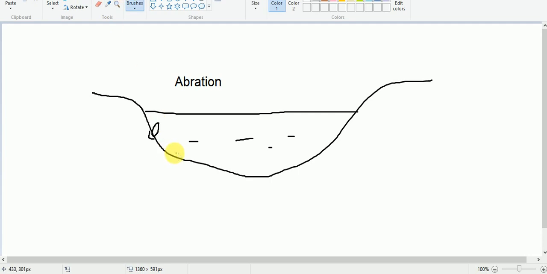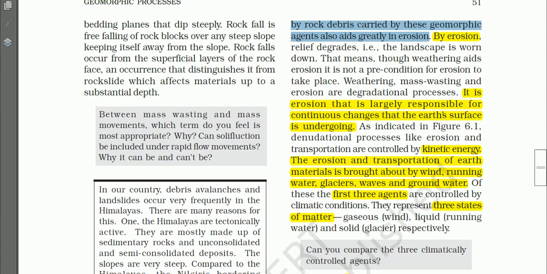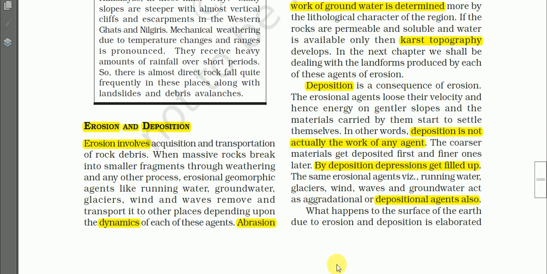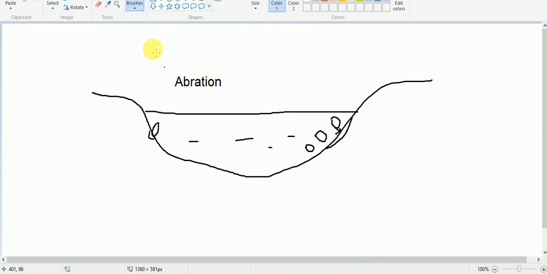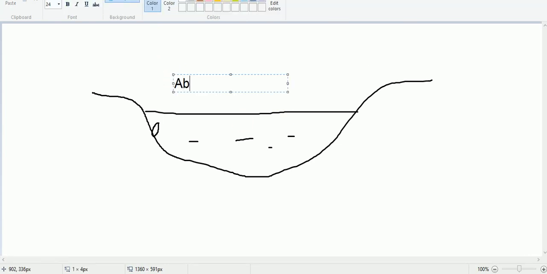So let me repeat. The river water carries a lot of rock fragments, and when these rock fragments scratch on the sides of the valley, on the sides of the riverbed, then this earth material is removed, and that process is known as abrasion. The spelling of abrasion is not correct. See here, it should be S-H. Abrasion process.